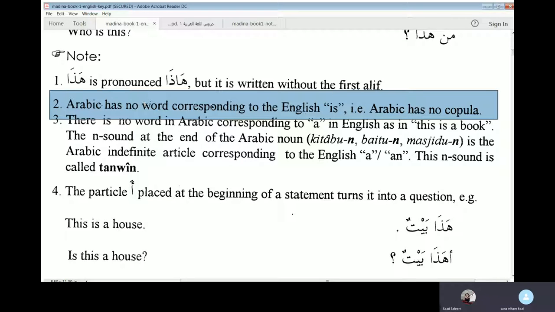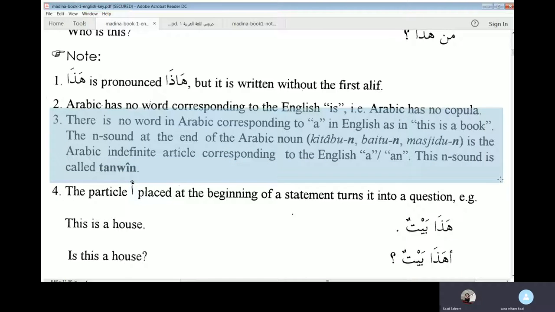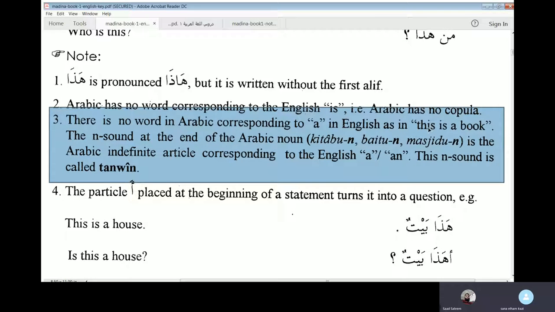Arabic has no word corresponding to the English is. That is, Arabic has no copula. Good. Now, Mr. Mujaddid, read the next point. So there is no word in Arabic corresponding to A in English, as in this is a book.